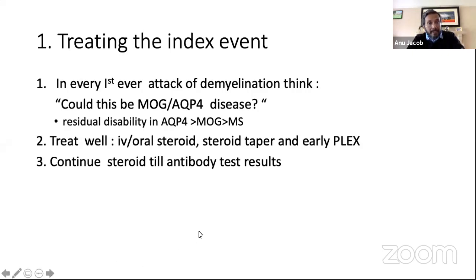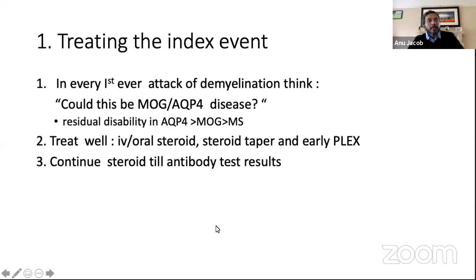In the right context, if the scans are typical for MS, then that's fine. But if it's atypical and the story is atypical, then I would do a very gradual steroid taper. And for someone who's significantly affected, I go for very early plex. Take an example: somebody comes with a long myelitis, he's paralyzed. I would probably plan plex on day 2 after giving a steroid, because I know the chance of recovery is going to be low just with steroids. But someone with very mild optic neuritis who has already had a couple of days of steroids and is doing very well, then I'll probably continue only oral steroids.